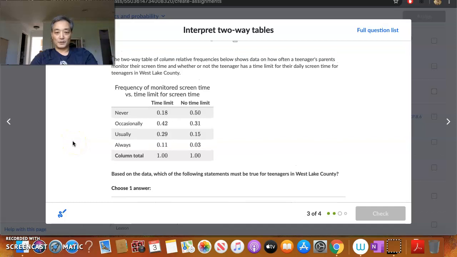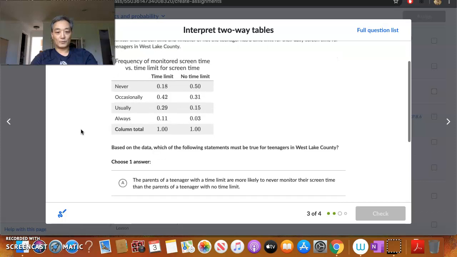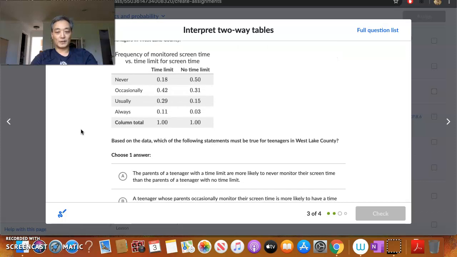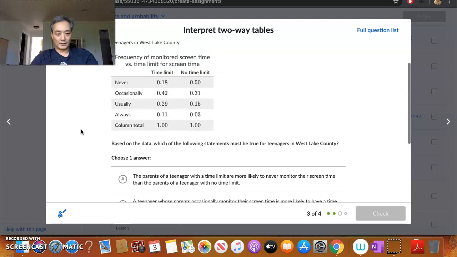What does it say? Show data on how often a teenager's parents monitor their screen time and whether or not the teenager has a time limit for their daily screen times for teenagers in Westlake County. Okay, so here are the frequency of monitored screen time versus the time limit. Based on the data, which of the following statements must be true for teenagers in Westlake County? Okay, so let's take a look here.